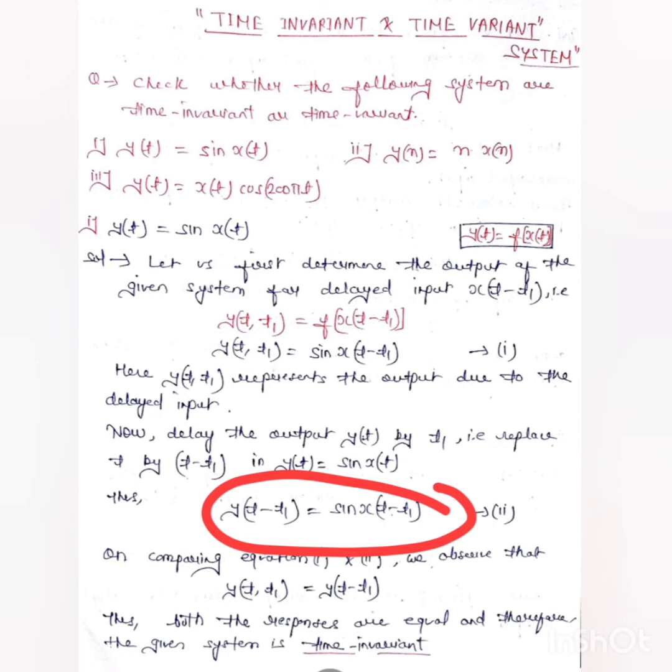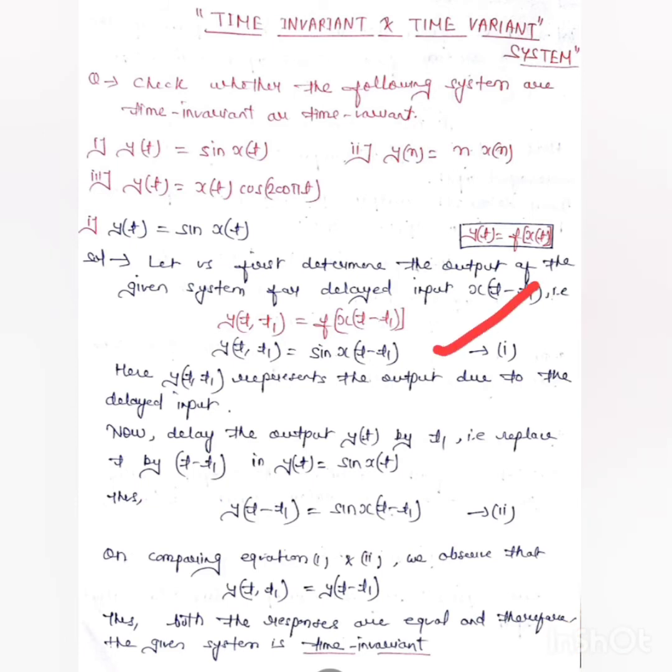As you can see, in second case we have to delay our output by t1, and hence we have this expression which is y of t minus t1, and we have sine of x(t). So we can replace every t. Here we have t in x of t, so we have to replace it with x of t minus t1. So we have two expressions, first this and second one is this. On comparing these two equations, we get sine of x(t minus t1), and here also sine of x(t minus t1). Both the expressions are equal, hence y of t comma t1 is equal to y of t minus t1. Both the expressions are equal.